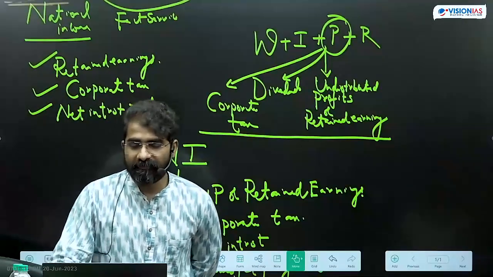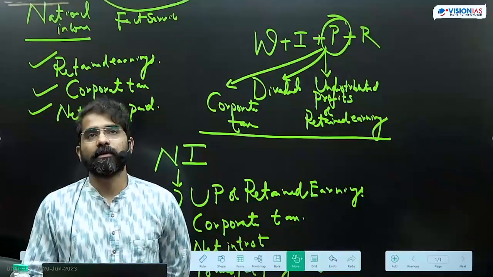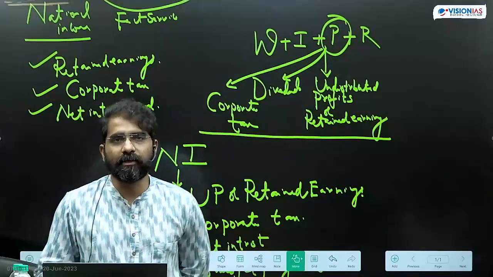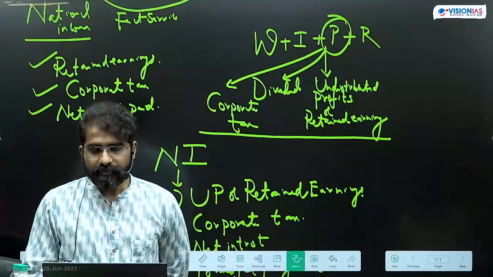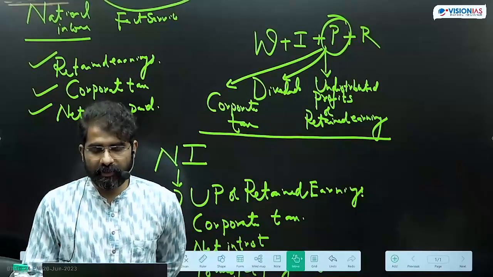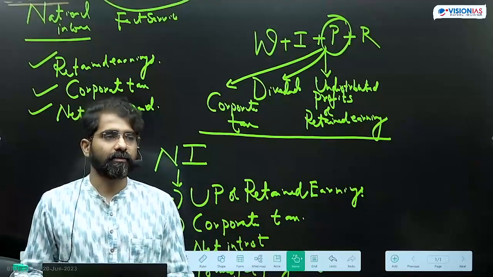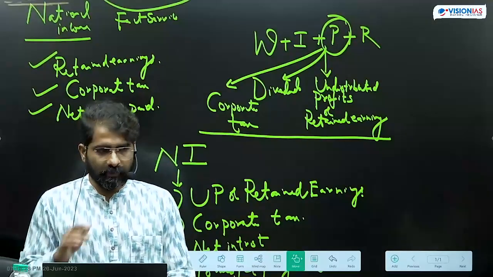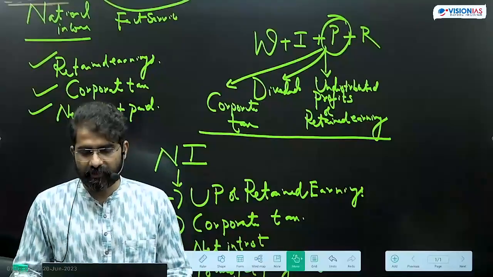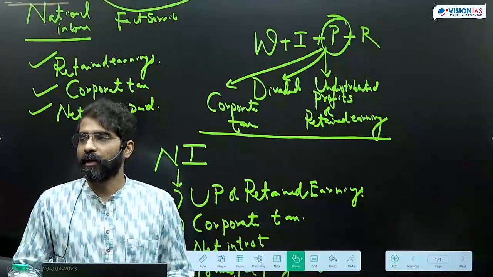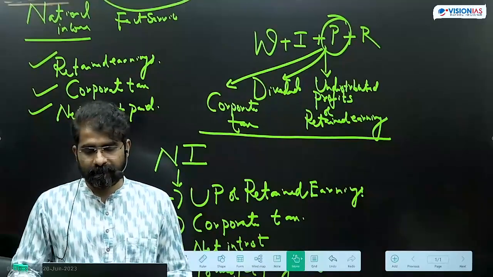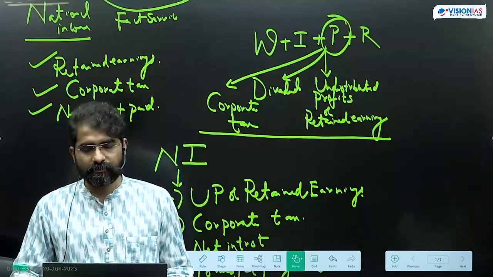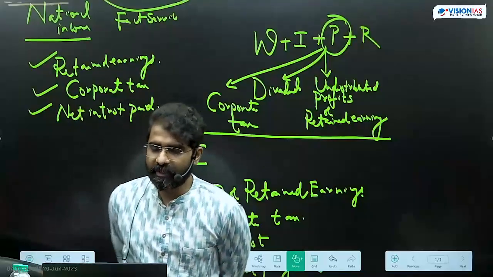So personal income is the income of the households, including factor incomes and transfer payments.